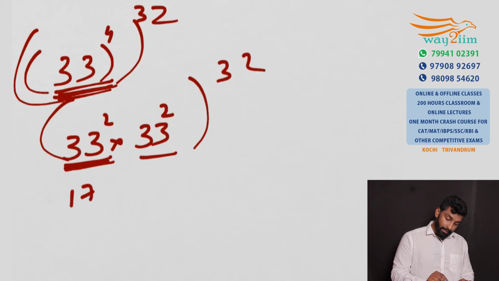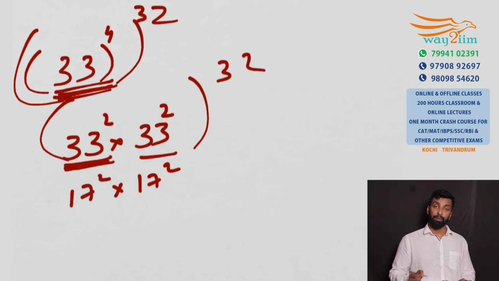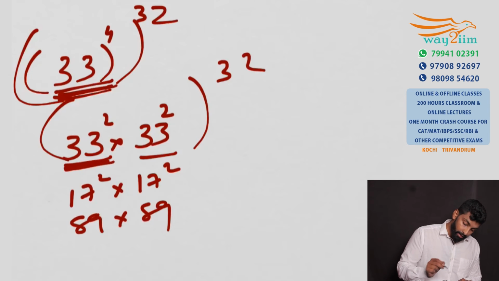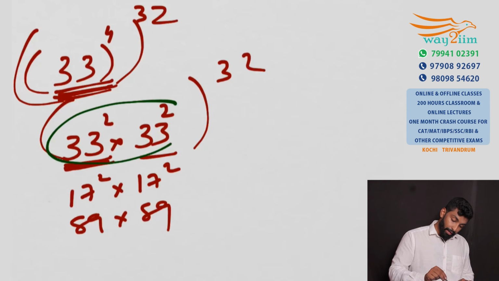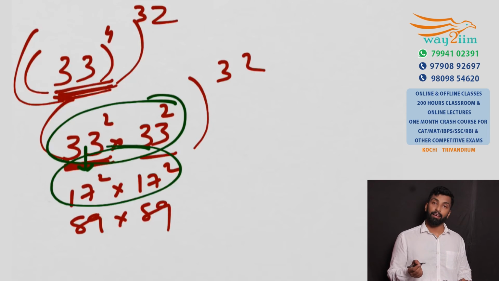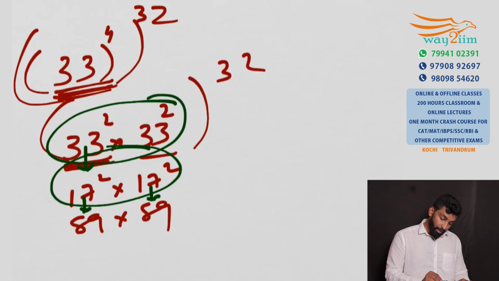So here I can write it as 17 square and 17 square. Now what are the last two digits of 17 square? 89. So basically what do I mean here? 33 square, the last two digits will be equal to 17 square last two digits. I'm only concerned about last two digits, so I wrote 33 square as 17 square. Then I got 89 here and 89 here. Now I got it as 89 square.